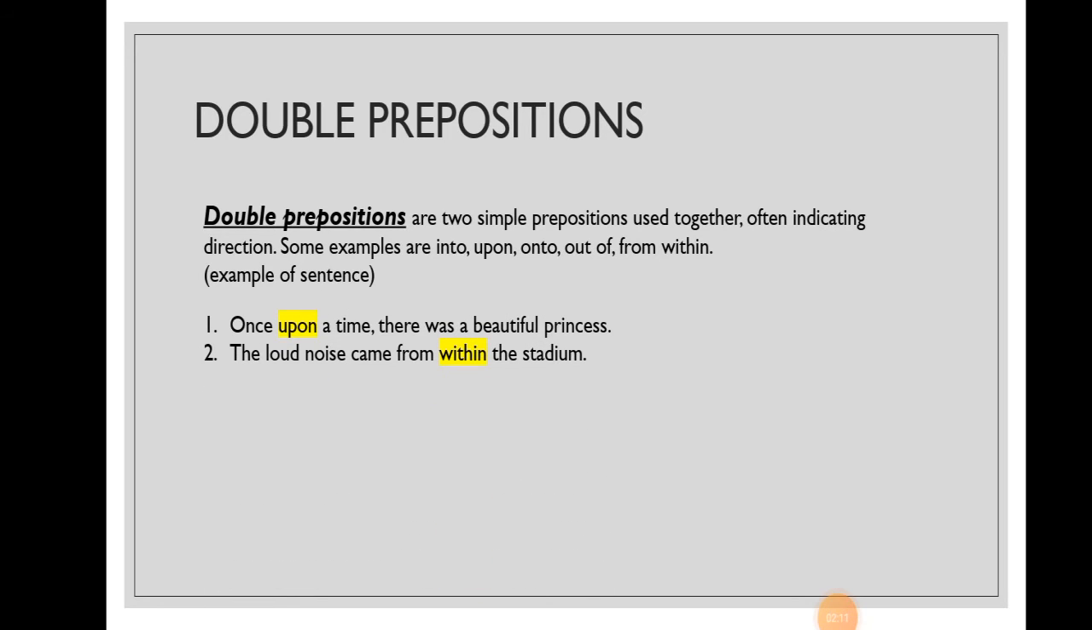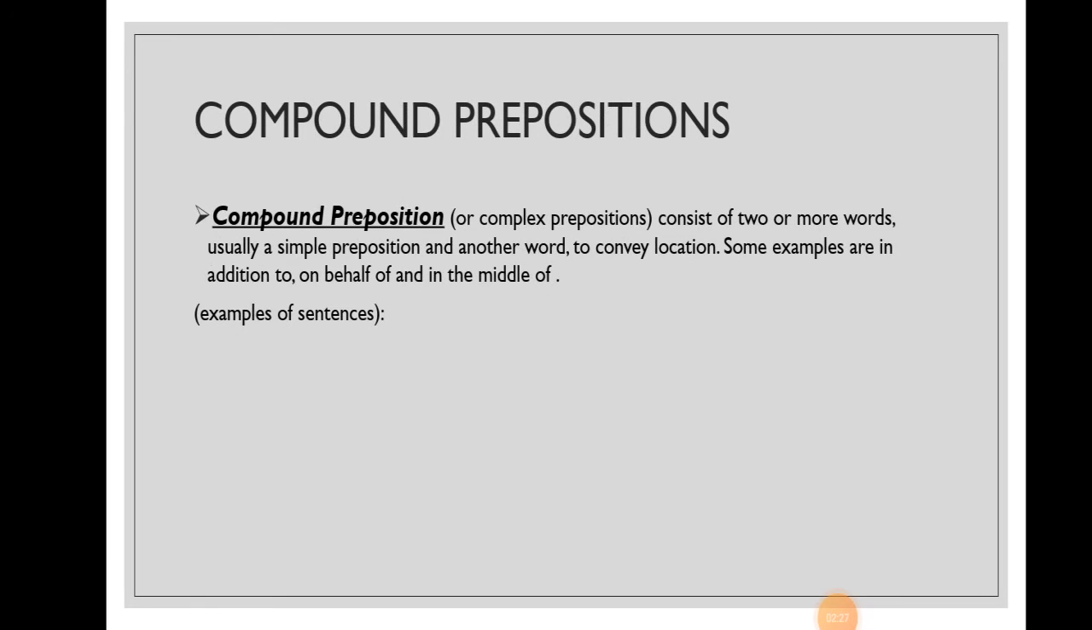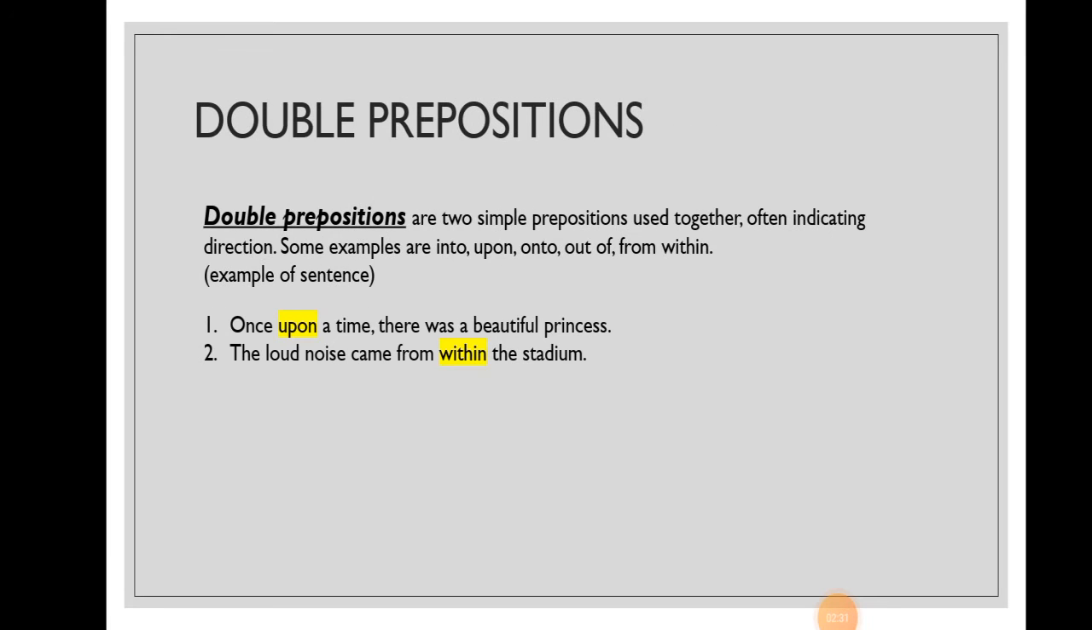Once upon a time, there was a beautiful princess. So upon is the double preposition, and up and on together make a double preposition. The loud noise came from within the stadium. This was also a double preposition.